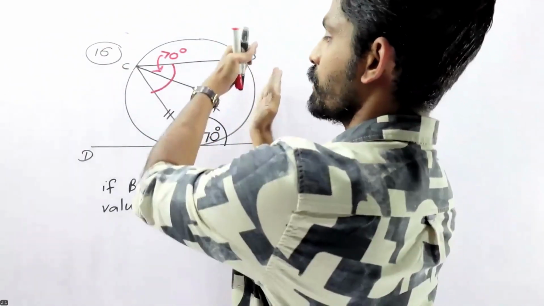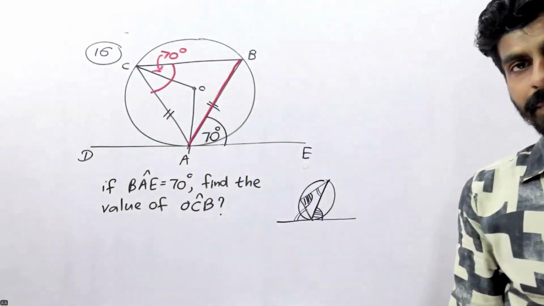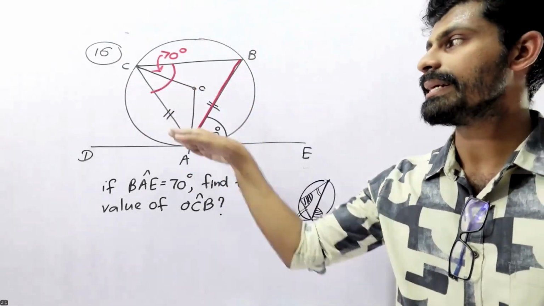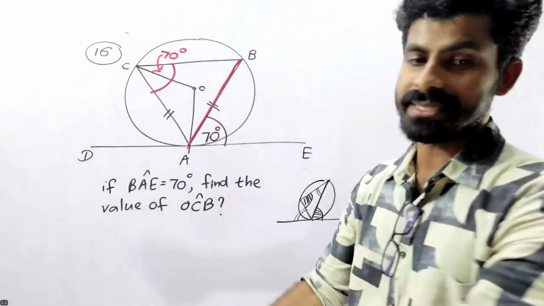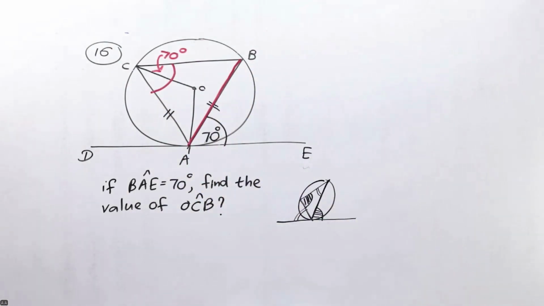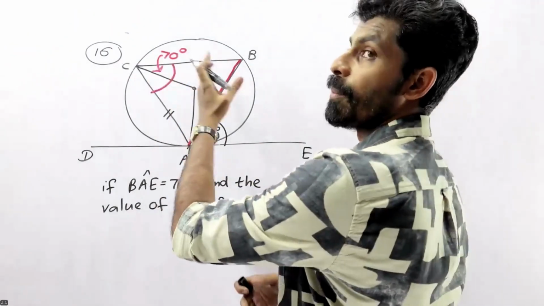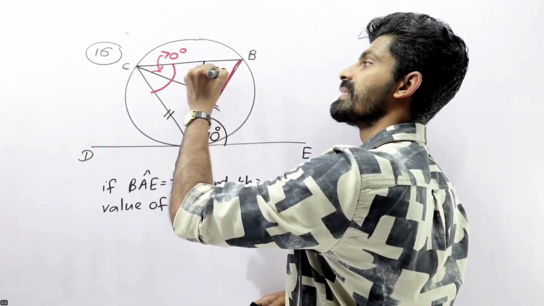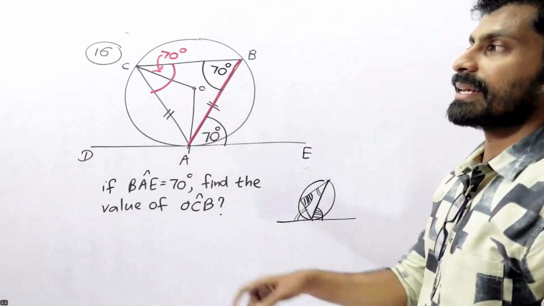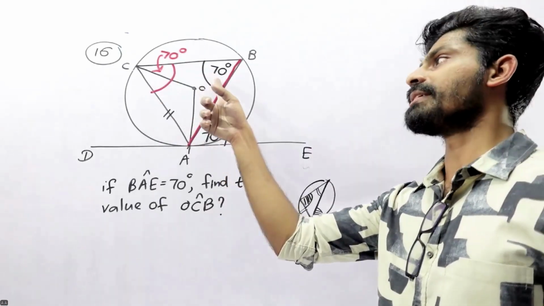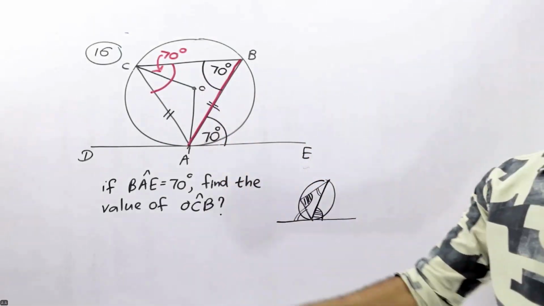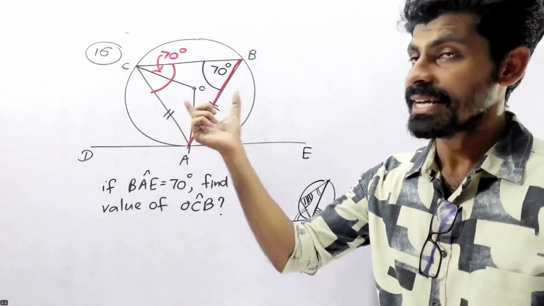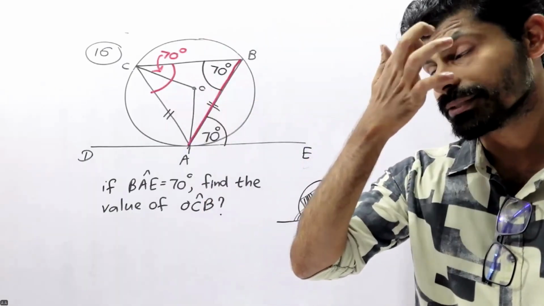Now look at this one. Those two sides are equal: CA equals AB. If two sides are equal, the opposite angles are also equal, meaning 70 degrees. If this one equals 70 degrees, this one is also 70 degrees. If opposite sides are equal, opposite angles are also equal.